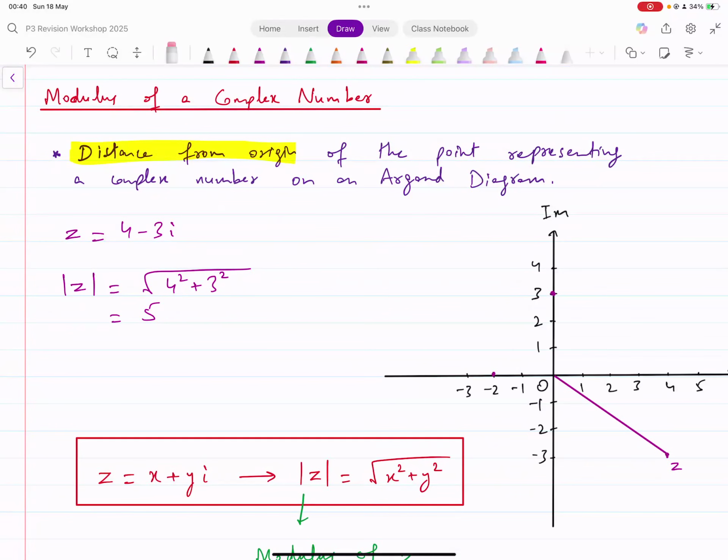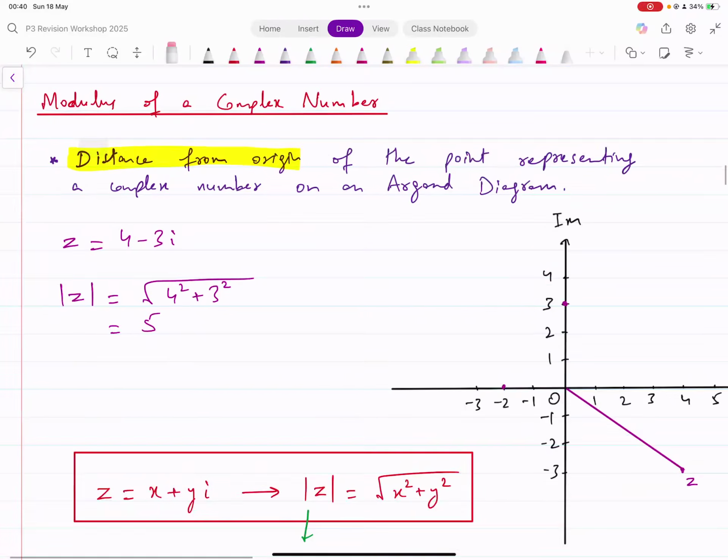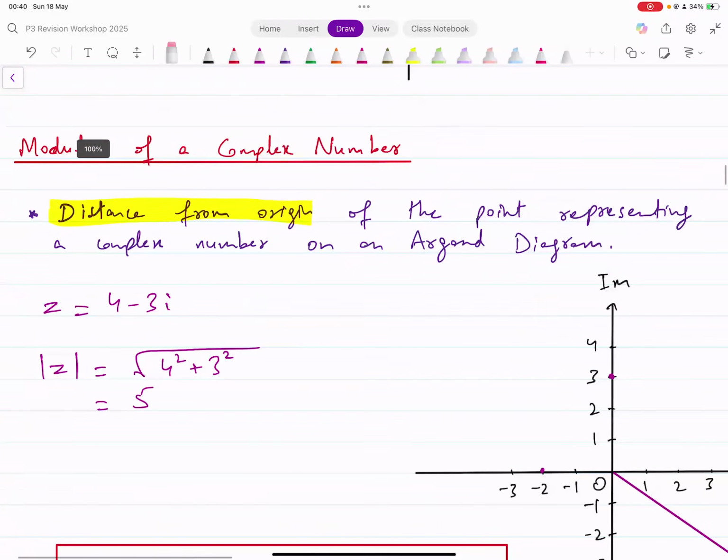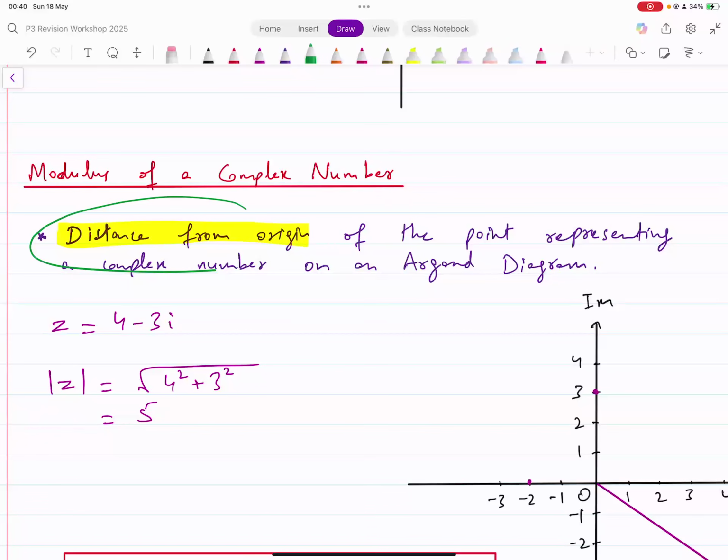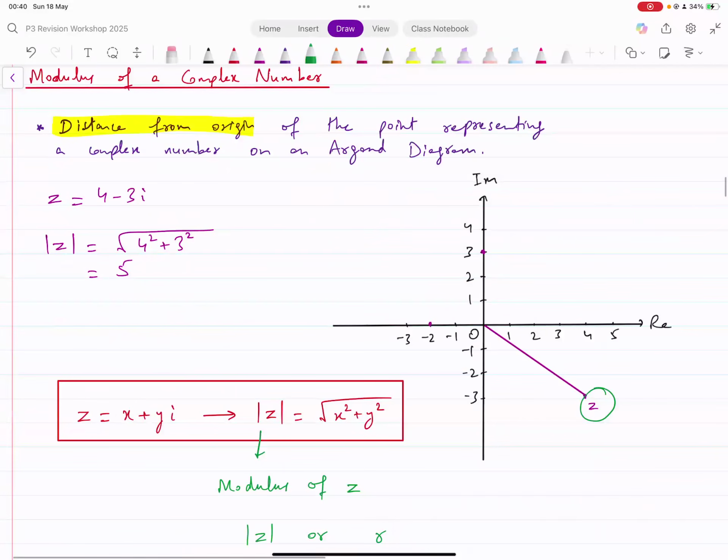Now, on an Argand diagram, we have some terminologies for any complex number. Number one, modulus of a complex number. Then we have argument of a complex number. What's the modulus of a complex number? Modulus is the distance from origin of the point representing the complex number on an Argand diagram. So for example, if you have this point z, 4 minus 3 iota, that's somewhere here. What's the distance from origin? You can find that using Pythagoras.